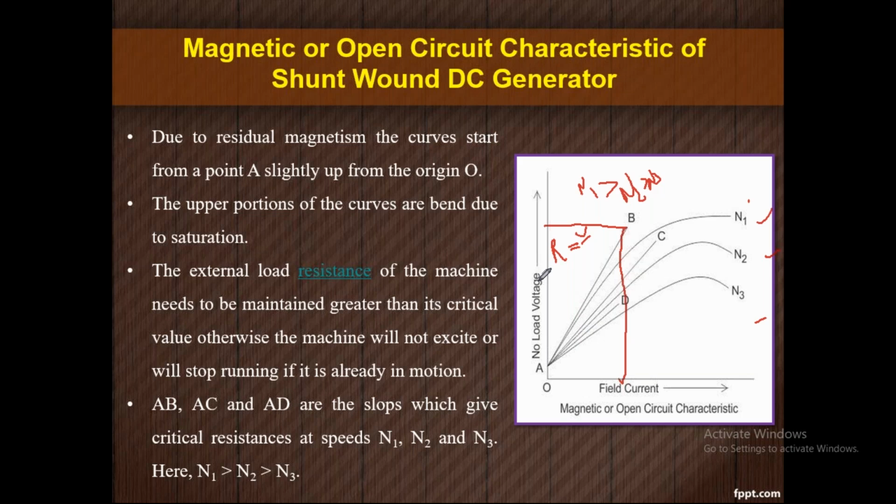And one more thing I want to know: when the field resistance is more than the critical resistance, what will happen? Generator stops, sir. Right. The generator will stop its rotation. So this is the condition regarding the critical resistance.